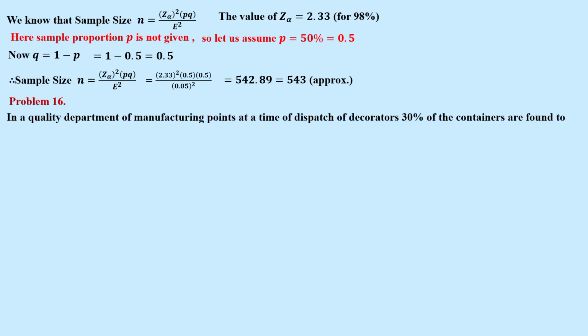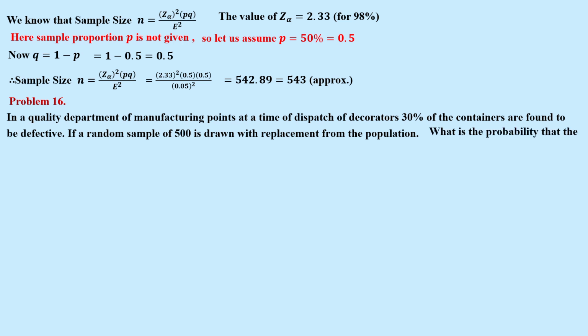Next problem. In a quality department of a manufacturing plant, at the time of dispatch of decorators, 30% of the containers are found to be defective. If a random sample of 500 is drawn with replacement from the population, what is the probability that this sample proportion will be less than 25% defective?